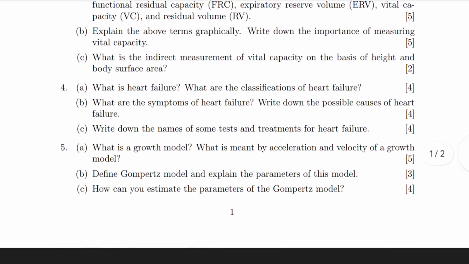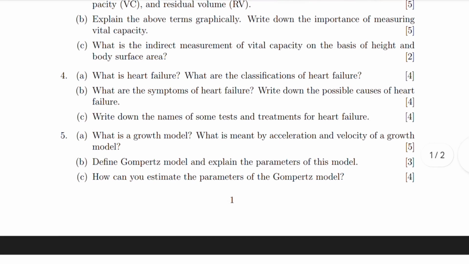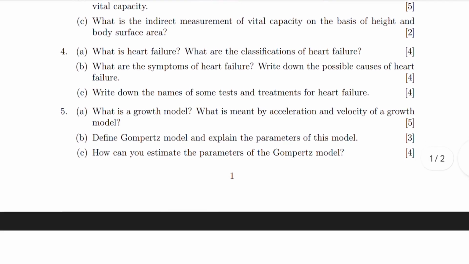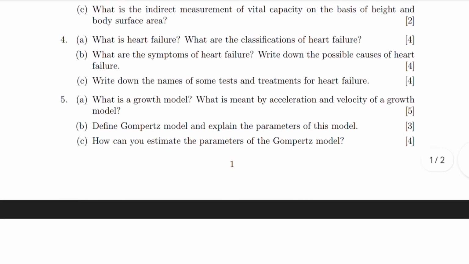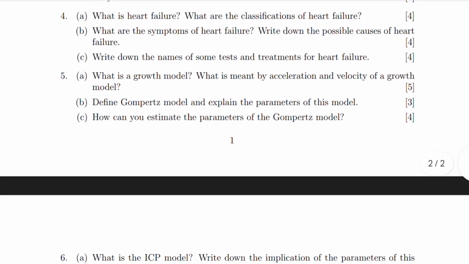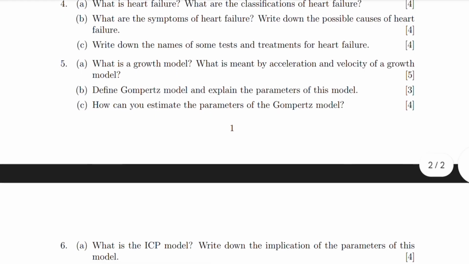4. A. What is heart failure? What are the classifications of heart failure? B. What are the symptoms of heart failure? Write down the possible causes of heart failure. C. Write down the names of some tests and treatments for heart failure.